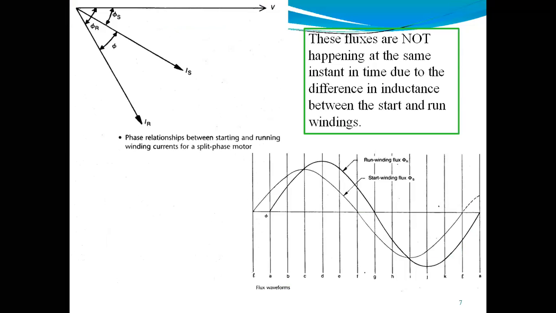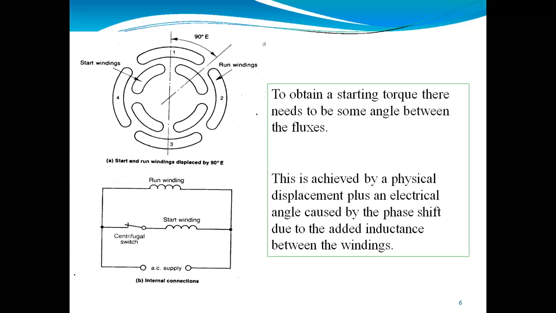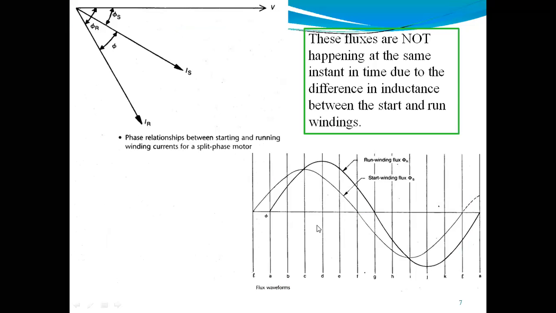So these fluxes are not happening at the same instant in time due to the difference between the start and the run winding, because if you see here, this is the start winding and this is the run winding. So here there will be some difference between the start and the run winding, and if you see the phase relations between the start and running winding currents for the split phase motor, that will be the single phase. I have shown here single phase, that's why I have taken 180 degrees, so many 90, 90 I have taken here.